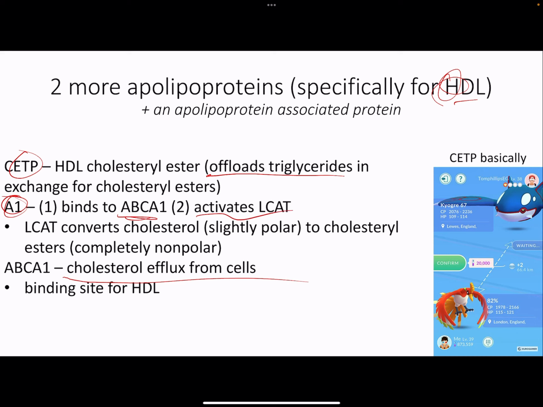A1 also is going to activate something called LCAT. LCAT converts cholesterol, which is definitely nonpolar, but it's kind of polar, to a cholesterol ester, which is super nonpolar. And if things are nonpolar, they get buried deeper inside, right? Think of something hydrophobic. So it's going to get deeper into the lipoprotein.